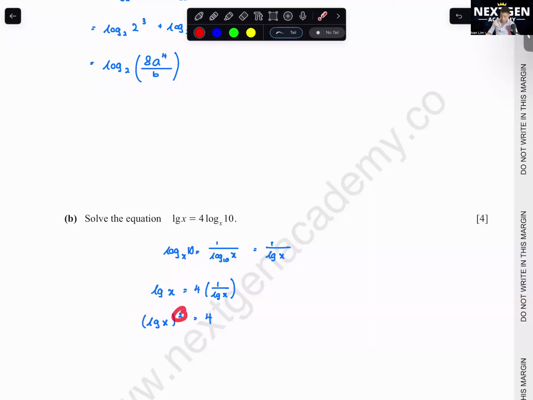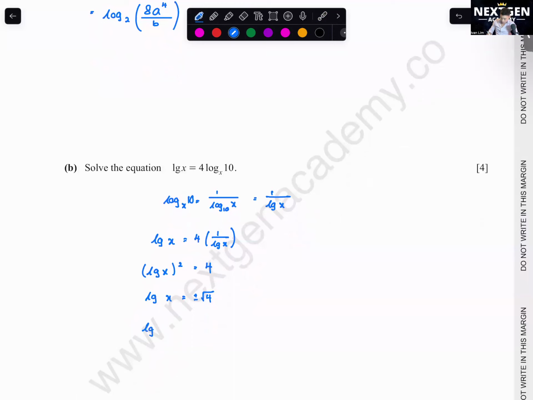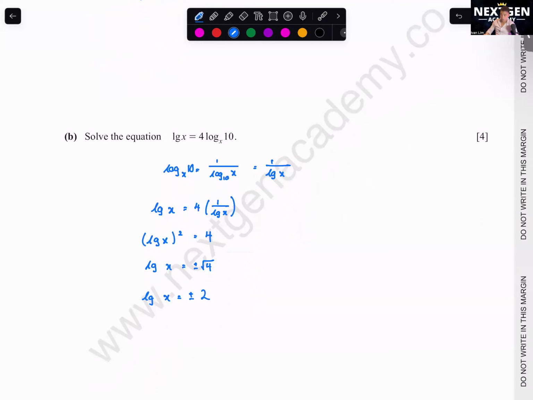With the square, you have to plus minus square root to the right-hand side. So plus minus square root of 4. So lg x equals plus minus 2. We're going to change from this index form, or exponential form, to log form. So x equals 10 to the power of 2, or x equals 10 to the power of negative 2. x is 100, or x is 1 over 100.